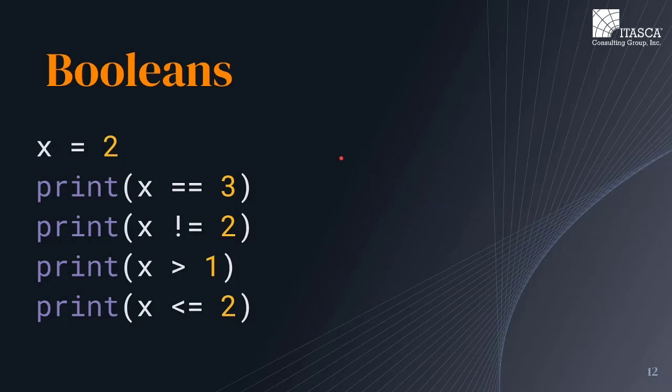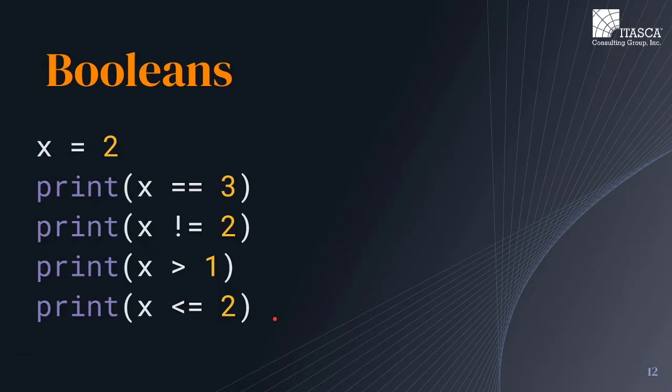So for example, in this code snippet, x is initialized to 2. This first print statement will print whether x is equal to 3, so this will print false. The second statement will print whether x is not equal to 2, so this will also print false. The third will print whether x is greater than 1, so it will print true. And the final will also print true.